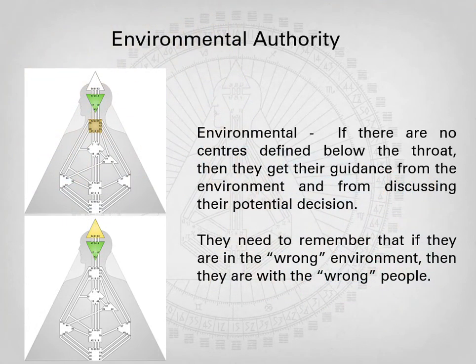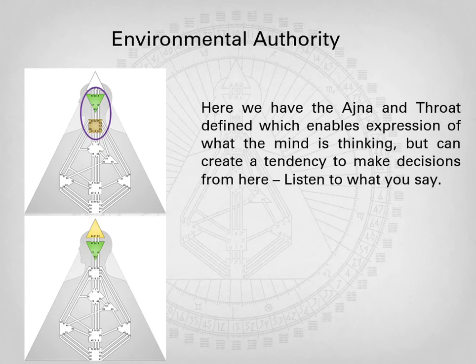On to the environmental authorities, also known as outer authority. This is a process that requires engagement with others, and that might be places or people. And that's why it's called an outer authority. It's literally not inner. There is no place in their body that they can rely on for making decisions. If there are no centres defined below the throat, then they get their guidance from the environment and from discussing their potential decision. They need to remember that if they are in the wrong environment, then they are with the wrong people.